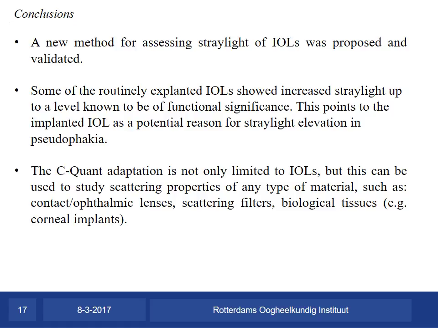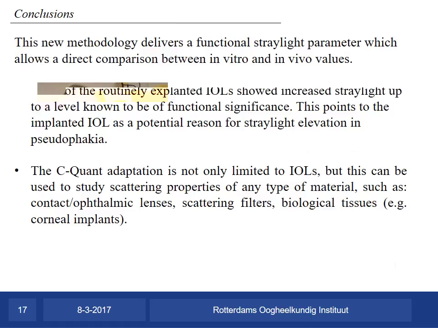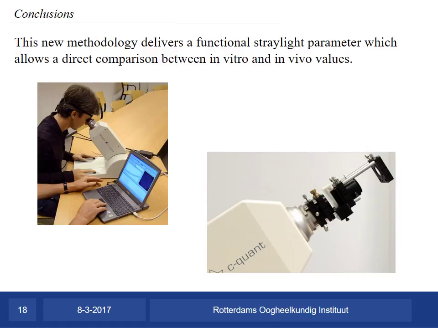The C-Quant adaptation is not only limited to IOLs, but this can also be used to study scattering properties of any type of material, such as contact and ophthalmic lenses, scattering filters, or biological tissues. And this new methodology delivers a functional straylight parameter, which allows a direct comparison between in vitro and in vivo values.